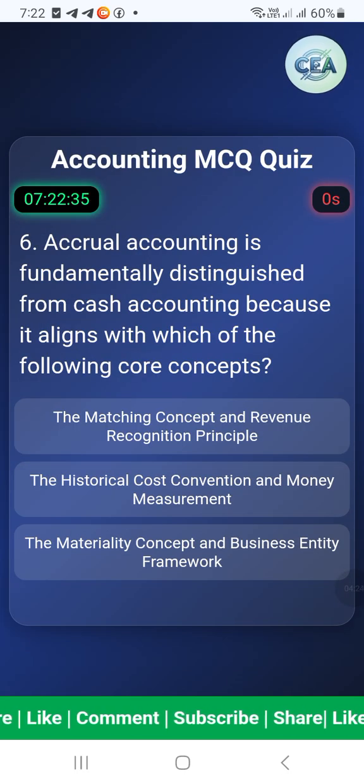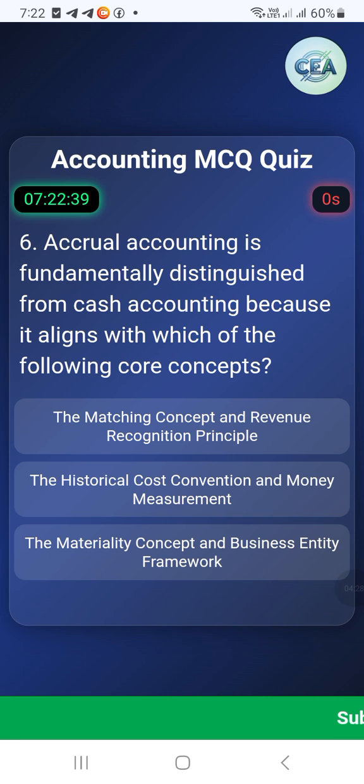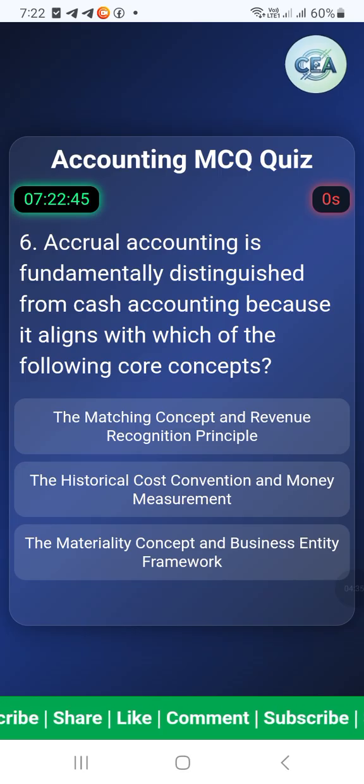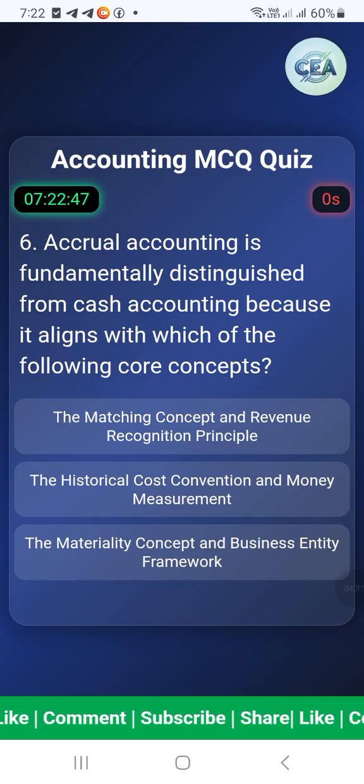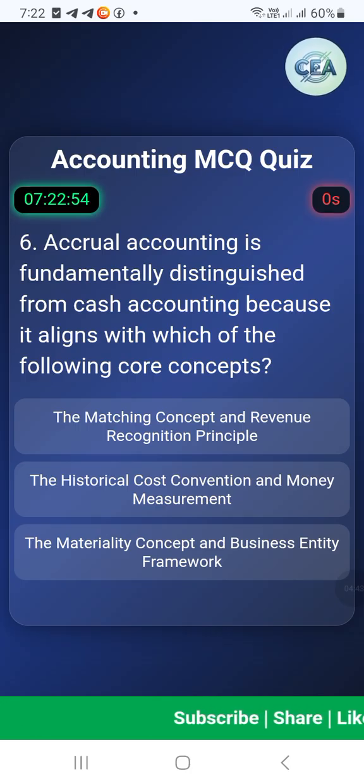6. Accrual accounting is fundamentally distinguished from cash accounting because it aligns with which of the following core concepts? Option 1. The matching concept and revenue recognition principle. Option 2. The historical cost convention and money measurement. Option 3. The materiality concept and business entity framework.